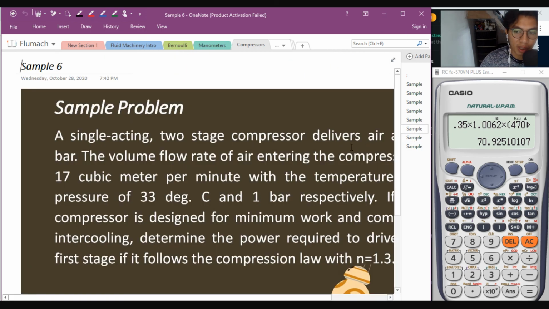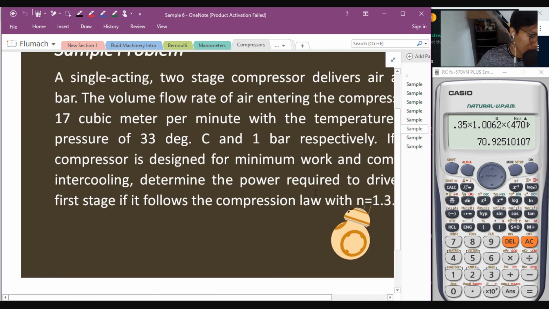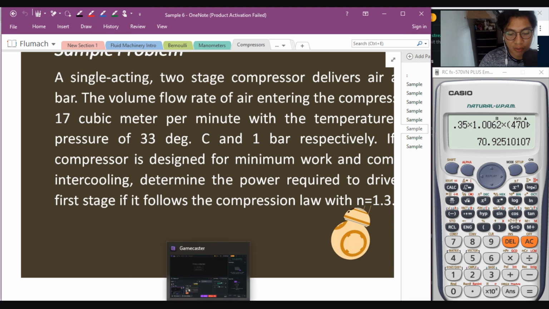So, meron pa tayong 1, 2, 3 more problems. Next meeting, ito na yung mahihirap. So, I think that will be sufficient na for today. And that will be all. Have a nice day.